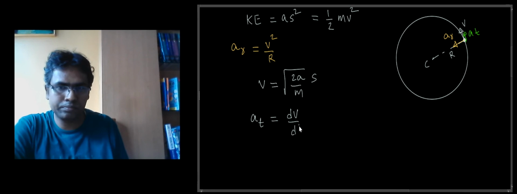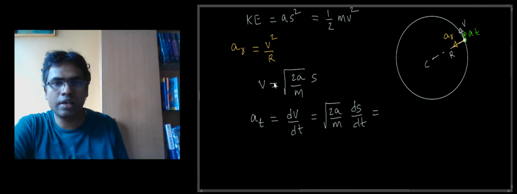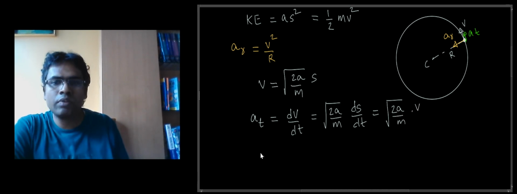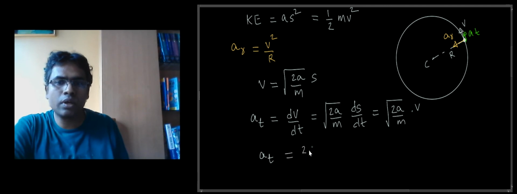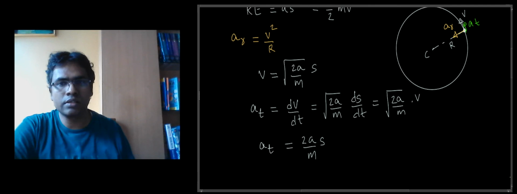The velocity is tangential here. So this is square root of 2a by m into ds by dt. Now ds by dt is again velocity. So I have square root of 2a by m multiplied by velocity. If I substitute velocity here, we get the tangential acceleration as 2a upon m into s. So we have a tangential acceleration.